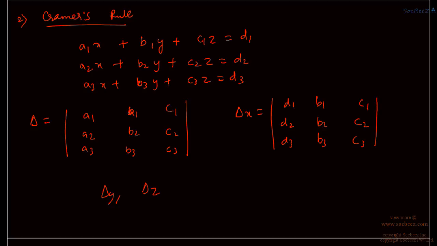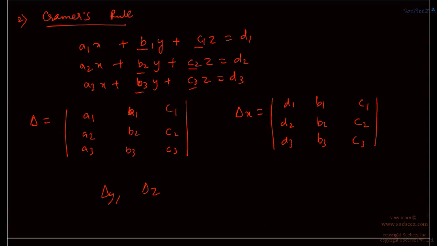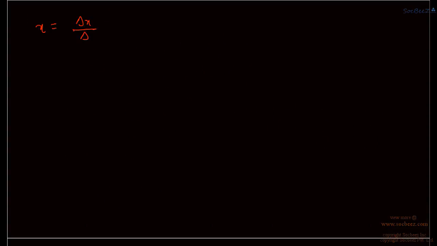Right? Similarly, I obtain delta Y and delta Z. Delta Y is obtained by replacing the coefficients of Y, right, B1, B2, B3 with D1, D2, D3, and similarly delta Z is obtained by replacing C1, C2, C3 with D1, D2 and D3. Right? So these are my 4 different determinants. Now I have a very simple solution in this case. My first unknown X is given by delta X by delta, Y is delta Y by delta, Z is delta Z by delta.